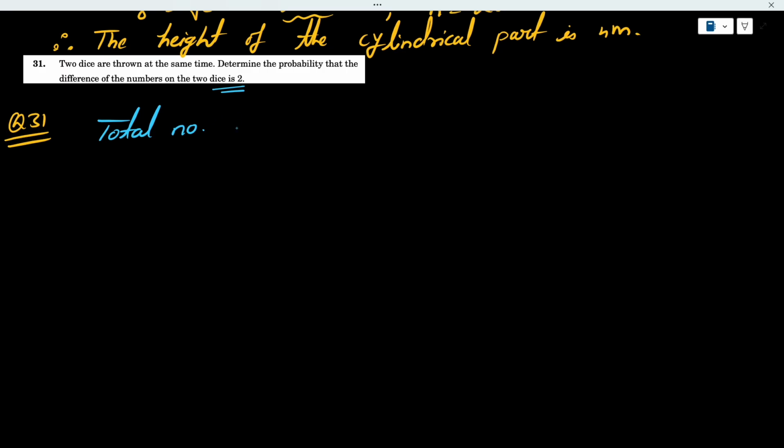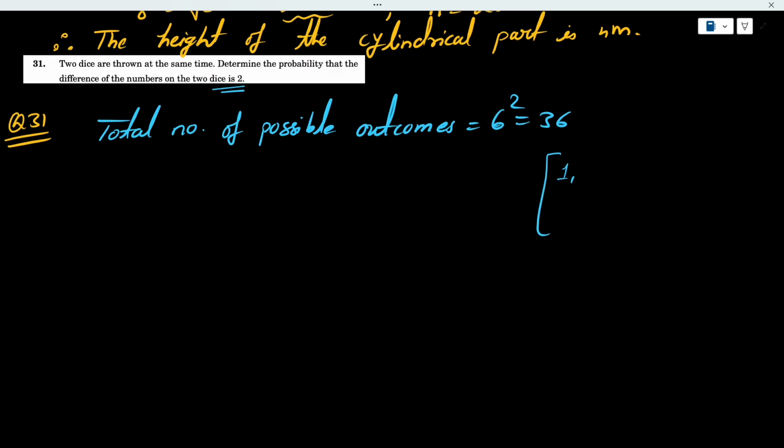So you write here: total number of possible outcomes is going to be equal to 6 square, which is 36. It will carry 1 mark here. Now for the difference of numbers, you don't need to list it, but for your understanding, I'm just writing here 1 comma 1. These are the possible outcomes, right?